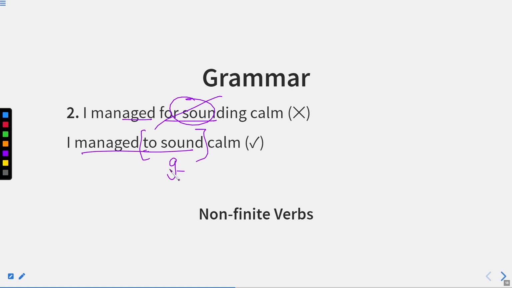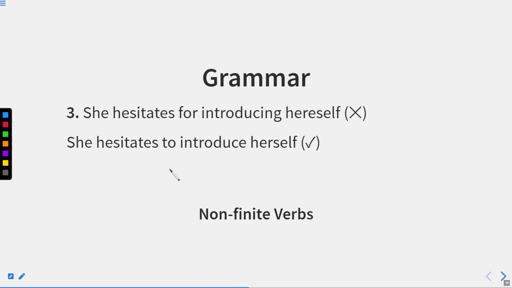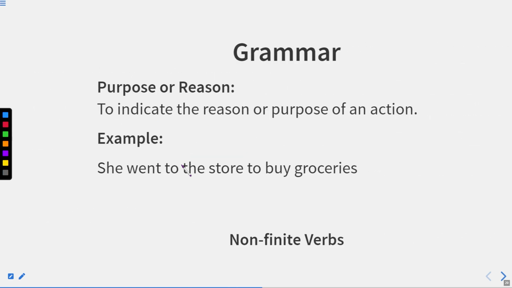Now let us move to the next one. She hesitates for introducing herself. No, for introducing is incorrect. She hesitates to introduce herself. So she hesitates, she does this work for what? To introduce herself. So she does this to do this. So, this is called infinitive. Now, let us move to the next one.